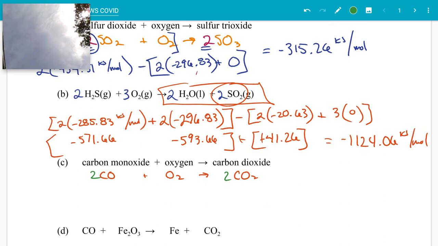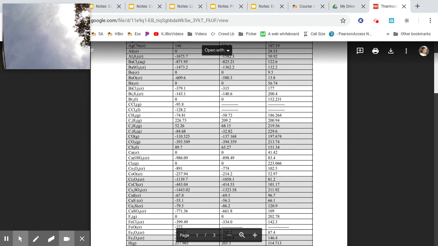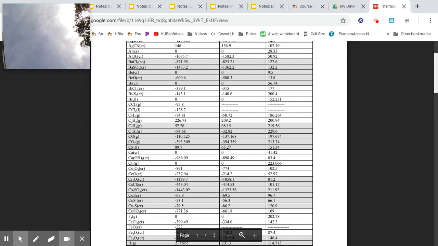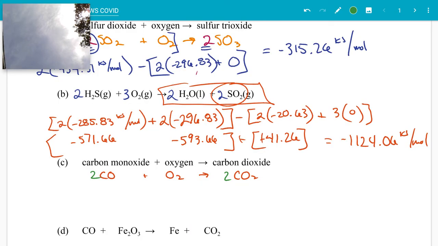Okay, so now we're going to go ahead and do the same thing that we've been doing all along. We're going to keep looking them up in the table. So we're going to look up carbon dioxide on our table. So there's carbon monoxide and carbon dioxide. I have them already written down, so I'm just going to keep working with them. So I'm going to do the products first. So I'm going to do 2 times, and then carbon dioxide is a minus 393.509. And I'm done with my products.